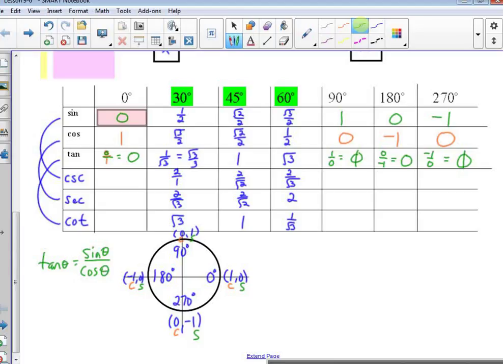For cosecant, I'm just going to reciprocate. Now, if the sine of 0 degrees is 0, that written as a fraction is 0 over 1. So if we were going to reciprocate that, it'd be 1 over 0, or undefined. So the reciprocal of undefined is 0, and the reciprocal of 0 is undefined. So for cosecant, the reciprocal of 0, undefined. For secant to cosine, the reciprocal is just 1. Cotan to tan, the reciprocal of 0, undefined.